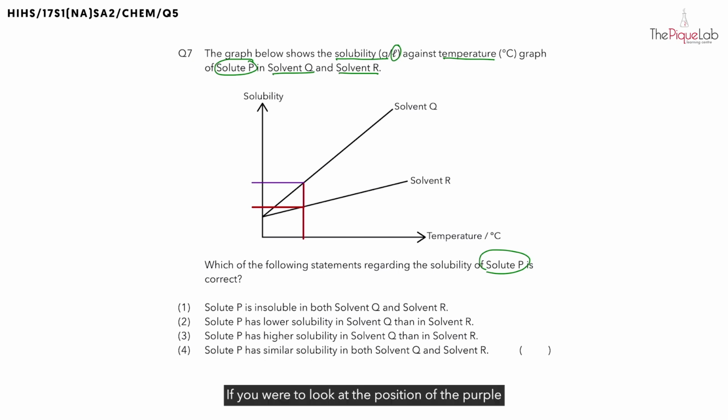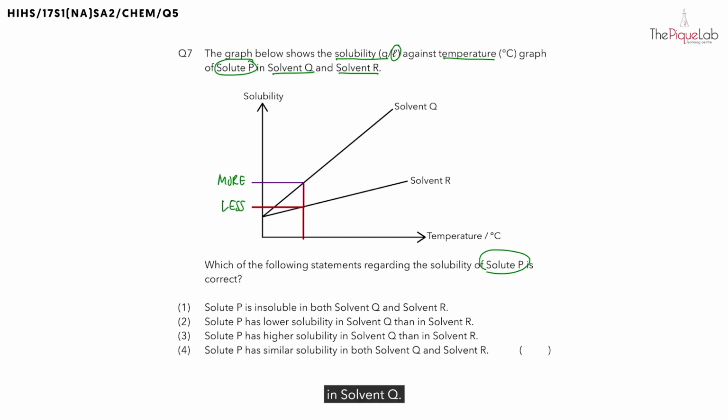If you were to look at the position of the purple versus the red line, the purple line is much higher compared to the red line, and this shows us that more solute P can dissolve in solvent Q compared to solvent R at the same fixed temperature. So does solute P dissolve much more easily in solvent Q or solvent R? This means that solute P dissolves much more easily in solvent Q. I'm going to write that down.